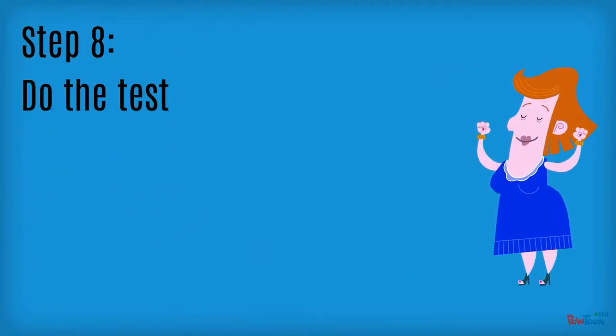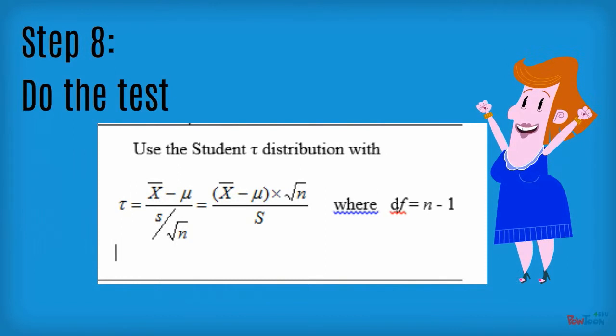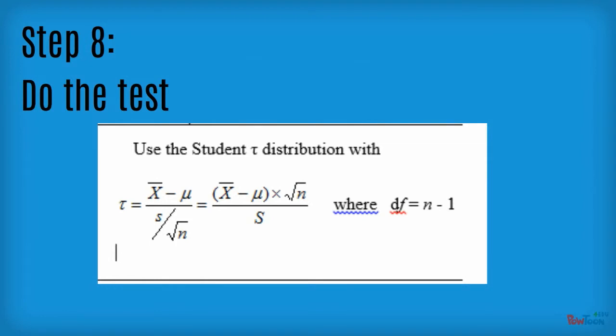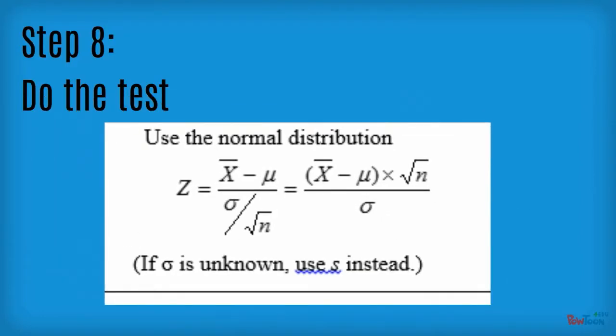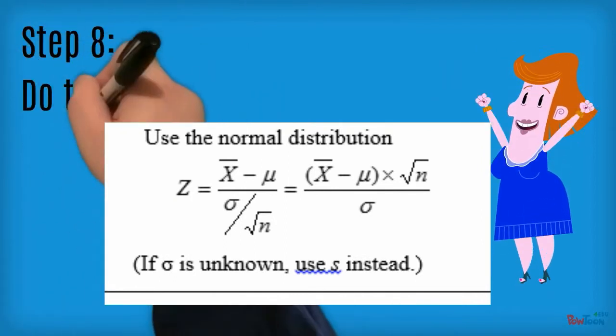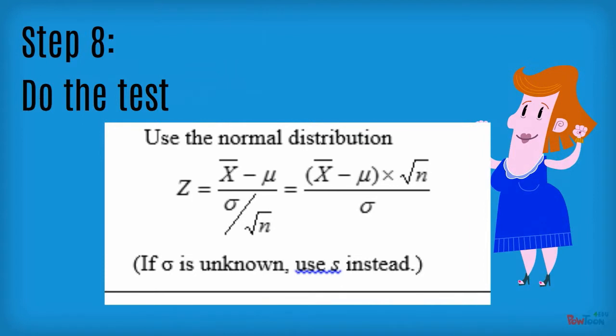A t-test uses the formula t equals sample mean minus the population mean times the square root of the number of samples, divided by the standard deviation. For a z-test, use the formula z equals sample mean minus the population mean times the square root of n, which is the number of samples, divided by the standard deviation of the population or the sample, whatever is available.